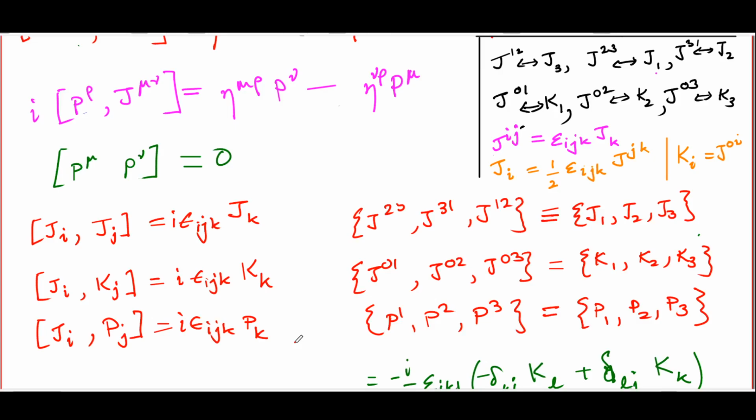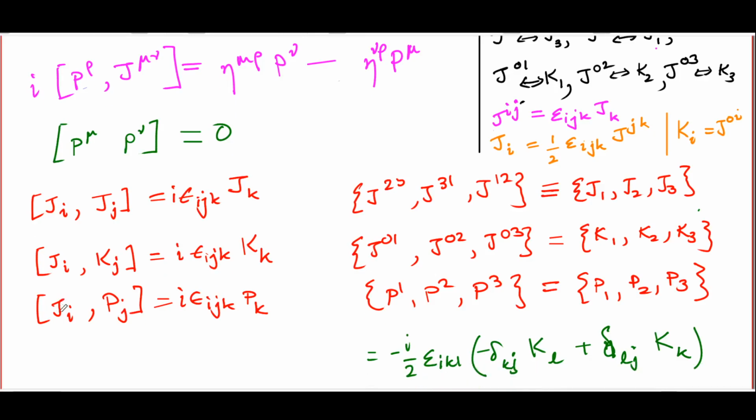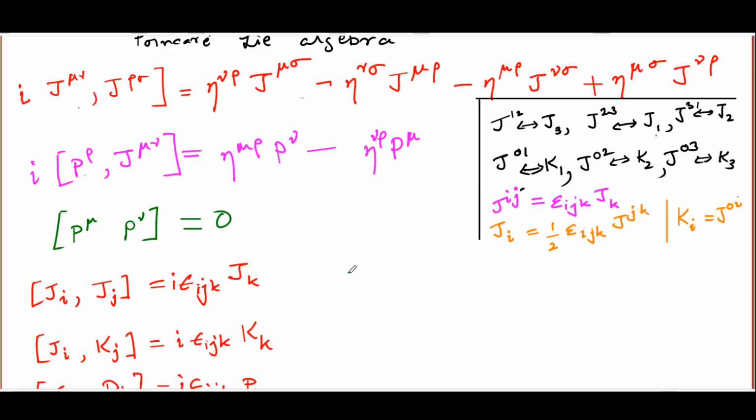Now, in addition to these commutation relations, you have commutation relations like Ki's commutation relation with Kj. How would you figure that out? So let me just get rid of the clutter on this side, and then we are going to work this out. What we want are these commutators, Ki with Kj. But Ki Kj is of course J0i with J0j.